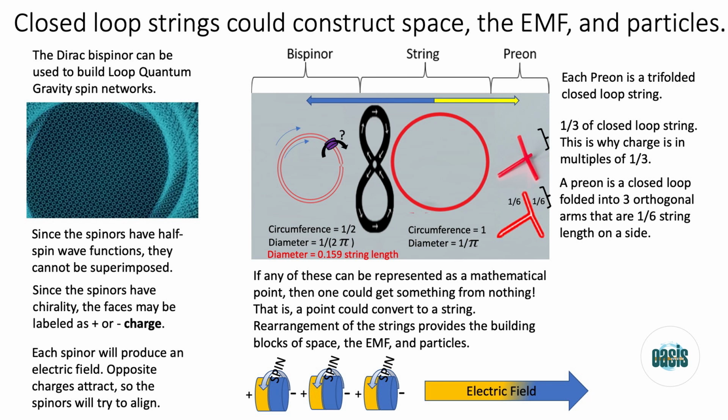And I showed you that spinors have chirality. So let's label the faces. It has two distinct faces. Let's call one plus and one minus. Nobody can tell you what charge is, but I think this is what charge is. It's the chirality on the spinor. And so you do that, and what is that? That's an electric field. Now the spinors, the preons themselves, each arm is a third of the closed loop. That's going to be important. We're going to actually do something with those measurements.